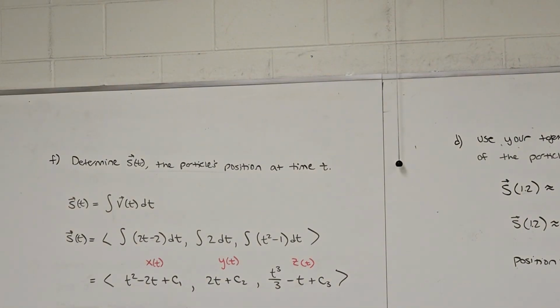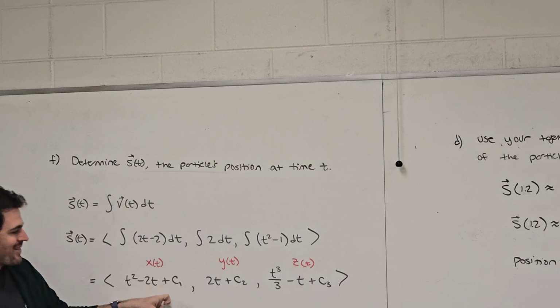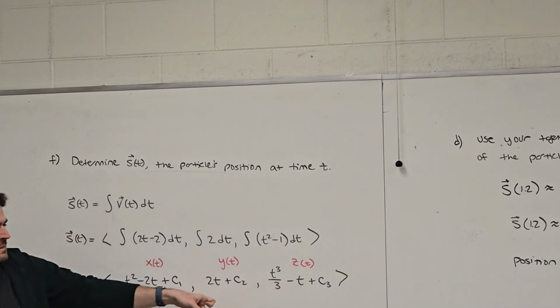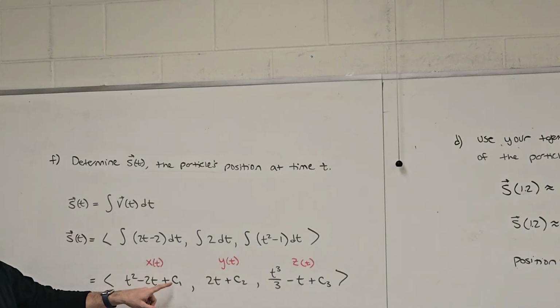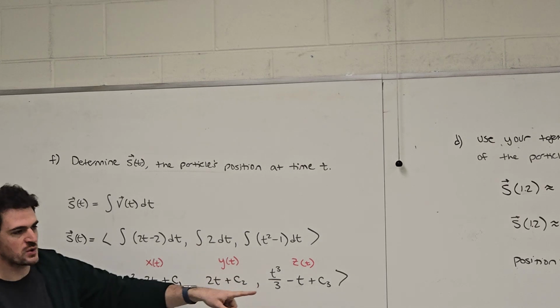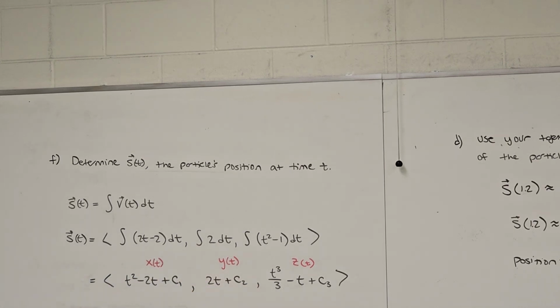So once you've taken the antiderivative of each of the components, you have an x of t, a y of t, a z of t. They're not finished yet because now you have a plus c for each of them. And again, be careful, it's not necessarily the same c. So maybe you can call it C1, C2, C3. If you want to call it plus A, plus B, plus C, sure. As long as you recognize that you've got constants at the end that are not all necessarily the same.